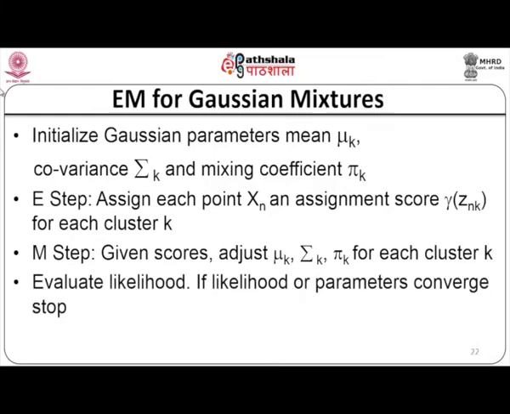Then you evaluate the likelihood. If the likelihood of the parameters converges, you stop. So, basically, given those scores you will adjust the values. With those values again you will calculate, then again you will give a score, then again you will calculate the model parameters, go back and so on.